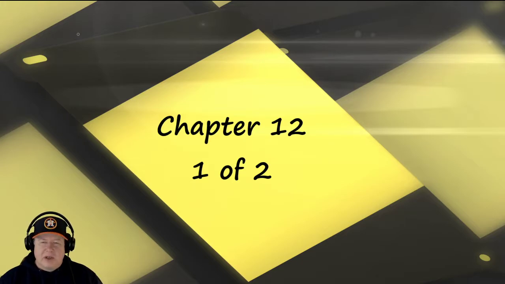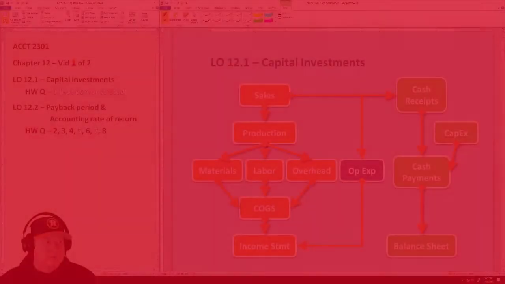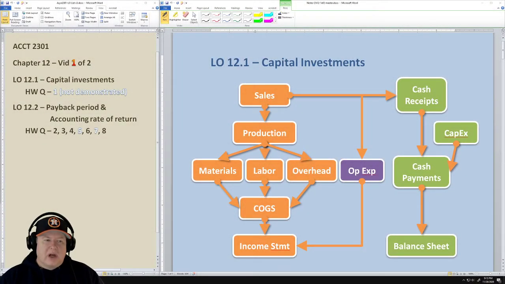So I'll still be using the pen and kind of highlighting things, but a lot of the problems I have kind of worked out so that a lot of the decimal places and whatnot won't get lost in my handwriting. Well, let's go ahead and take a look at what we've got. So we're going to go over pretty much just learning objective number 2, payback period and accounting rate of return.